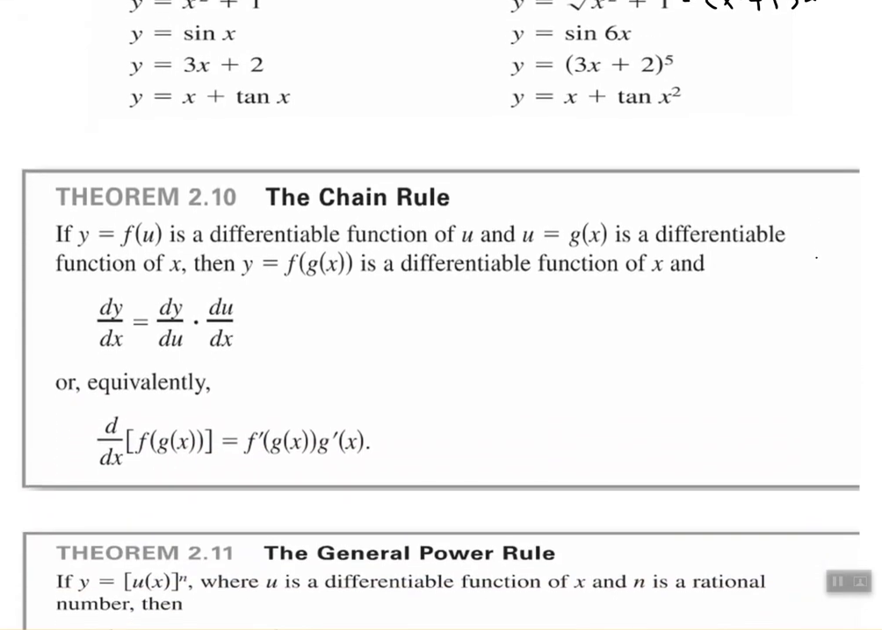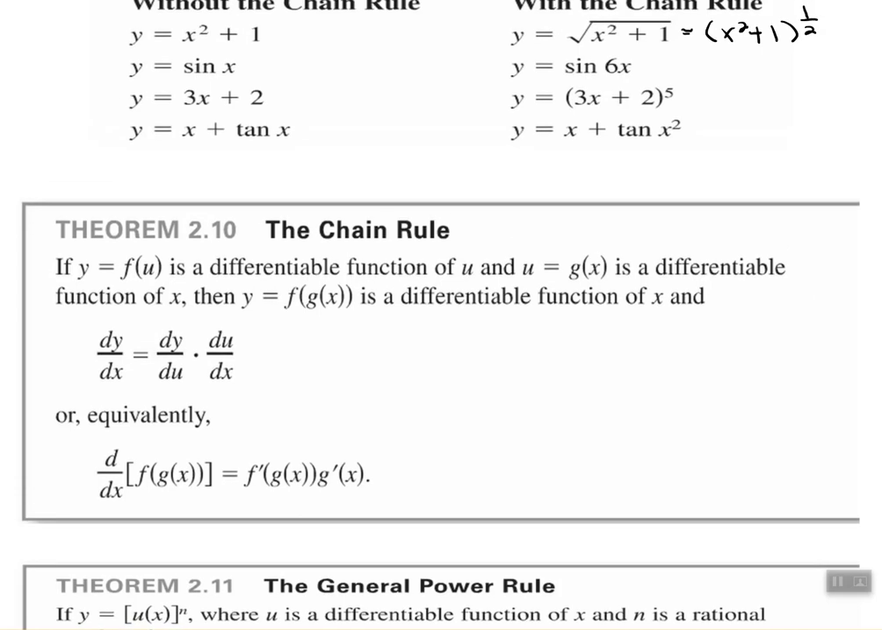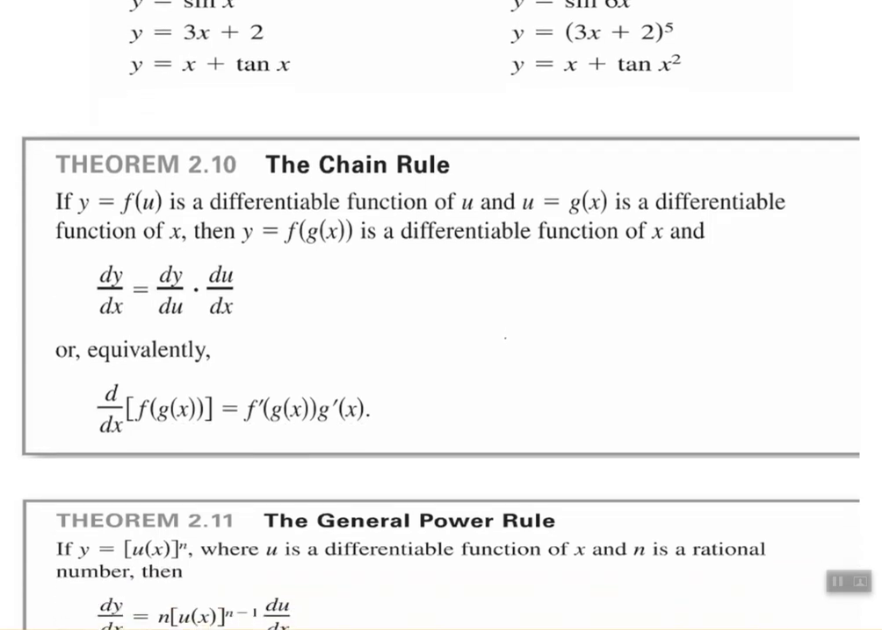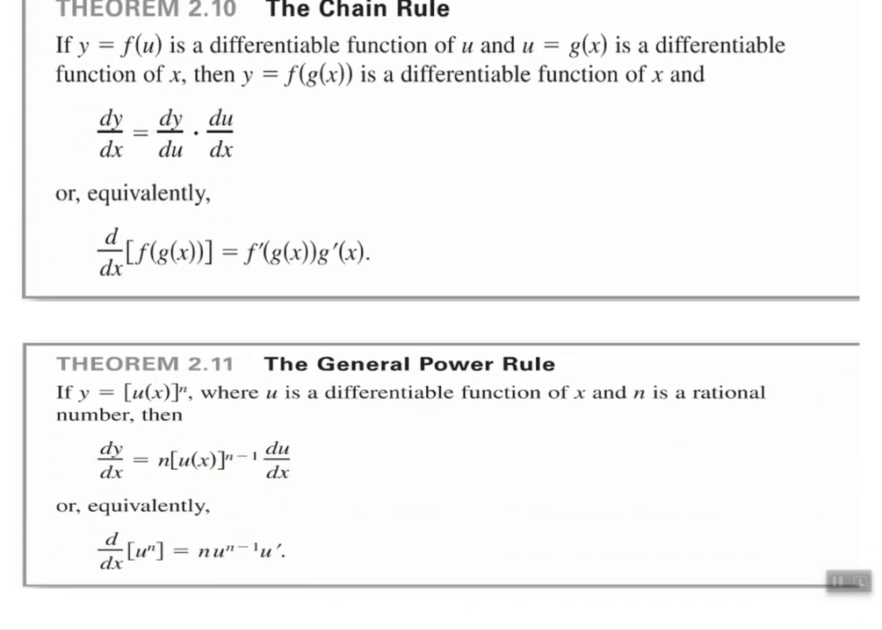So the chain rule basically says that to find the derivative, if y equals f of u is a differentiable function of u, and u equals g of x is a differentiable function of x, then f of g of x is a differentiable function of x. And dy/dx equals dy/du times du/dx. So to find the derivative of that function, it's good to look at the general power rule. It kind of helps. But you find the derivative of the outside function times the derivative of the inside function.